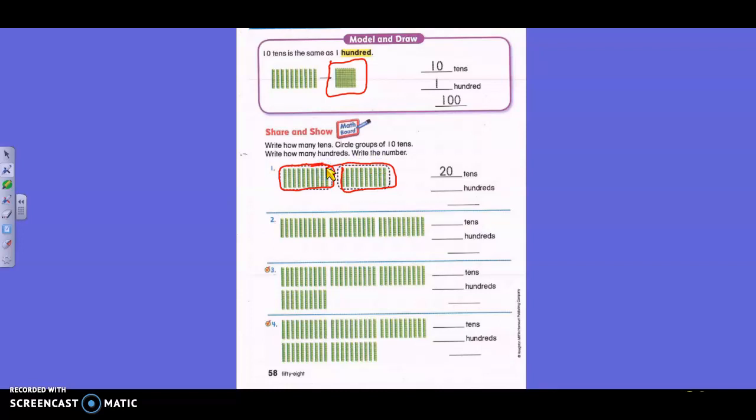They have circled 20 tens. But this is 1 ten and then this is 20 tens. So they wrote that right here. How many hundreds would that be? That would be 2 hundreds, right? And if you have 2 hundreds, how many is that? 200. So let's write the number 200 right here.